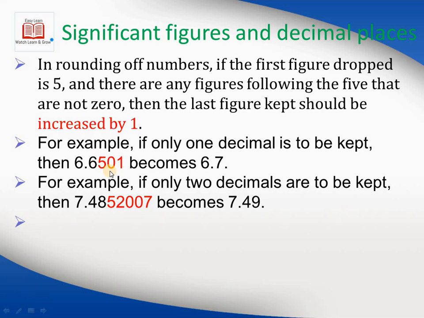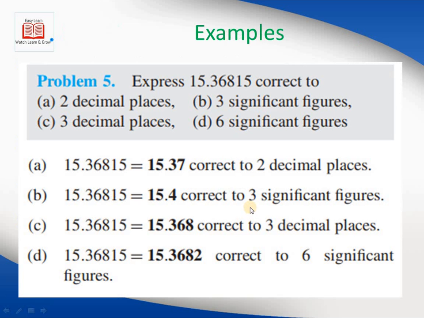If there are some digits after this 5, then we are always going to increase the previous digit by 1. For example, 6.6 is increased by 1, then it will become 6.7, because after 5 all the digits are not 0. Here again, after 5 you can see that there are 2007, so again we are going to increase this 7.49.